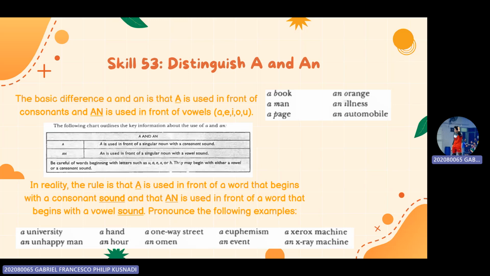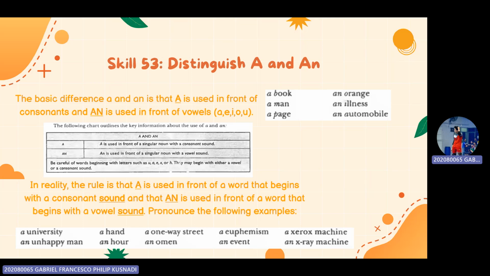Scale 53. Distinguish a and an. The basic difference between a and an is that a is used in front of a consonant, and an is used in front of a vowel like a, e, i, o, u. For example, a book, a man, a pet, an orange, an illness, an automobile.